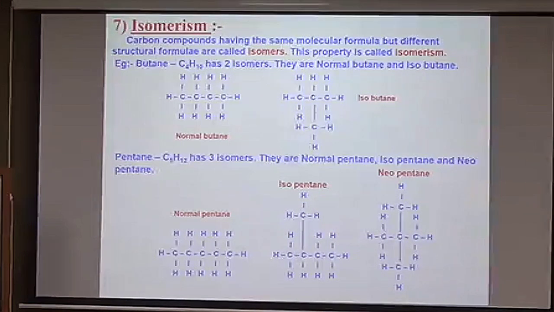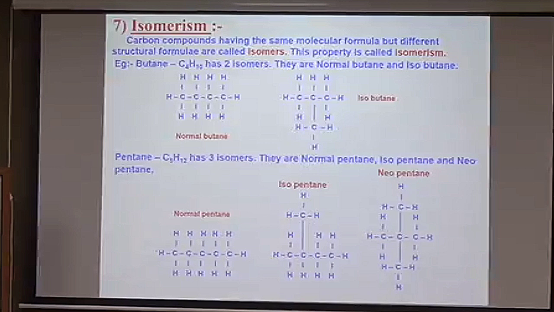We can draw the structural isomers for other carbon compounds also. The thing we have to keep in mind is their molecular formula should be the same, but their structural formula will be different. So for pentane, we can draw 3 structural isomers. The first one is normal pentane, then you can see the isopentane, which is having only 1 carbon atom in the side chain, and then you can have neopentane, where you can see there are 2 carbon atoms in the side chain at the central carbon atom.